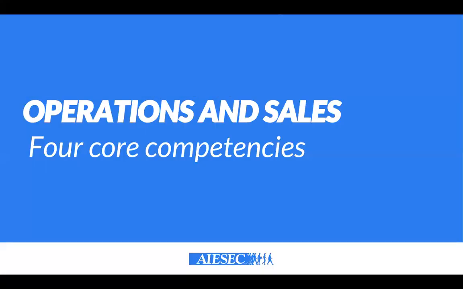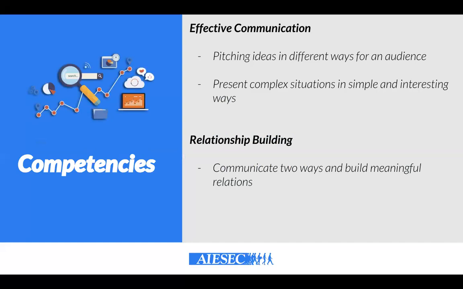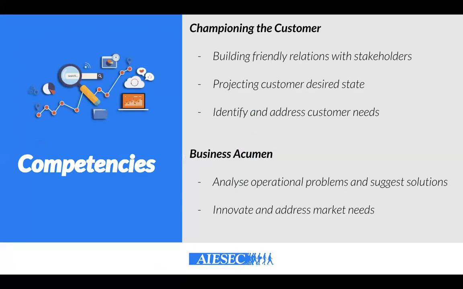In addition to that, we have a set of core competencies that you would need to start developing as operations and sales. There are 4 core competencies that you need to be aware of as OGX ISACers. First is effective communication: being able to pitch your ideas in different ways to an audience, and presenting complex situations in simple and interesting ways. In addition, we have relationship building: being able to communicate 2 ways and build meaningful relations, especially with the customers.